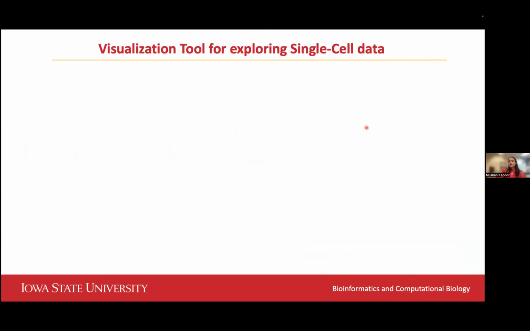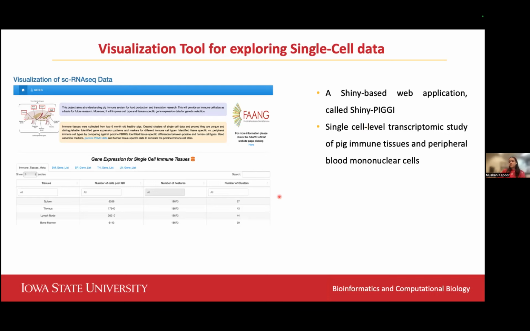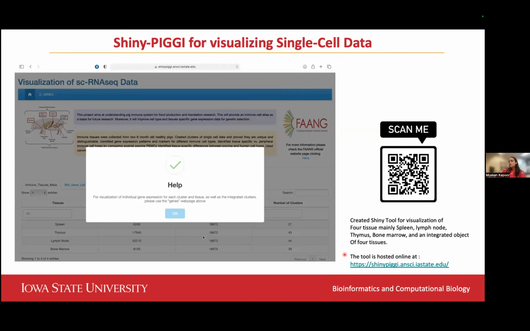Moving forward to the visualization tool for exploring single cell data, which is called Shiny Piggy, a web-based Shiny application, which runs on any modern browser and has an R framework. Also, it is hosted on Microsoft Azure platform. This allows single cell level transcriptomic study of pig immune tissues in the PBMCs and will be an important resource for improved annotation of porcine immune genes and cell types. So the tool is hosted online at this link, and you can always scan the barcode and visualize the outputs from the tool.